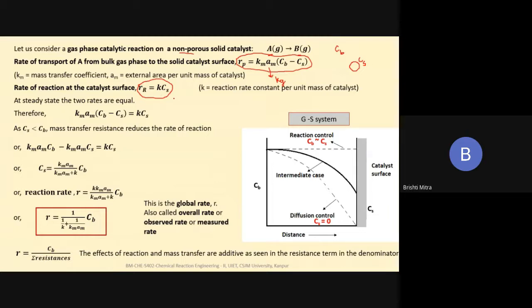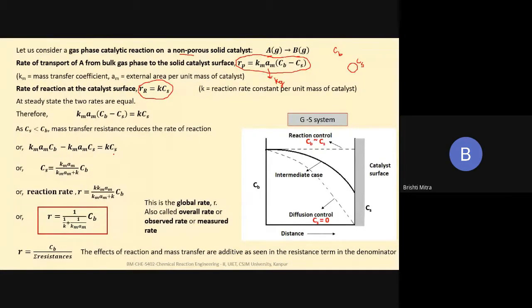Now, at steady state, the rate of mass transfer is equal to the rate of the reaction. So, Km Am into Cb minus Cs is equal to K into Cs. This happens at steady state. And as Cs is less than Cb, you can see that the mass transfer resistance actually reduces the rate of reaction. Now, if I open up this bracket, what do I get? Km Am into Cb minus Km Am into Cs is equal to K into Cs.